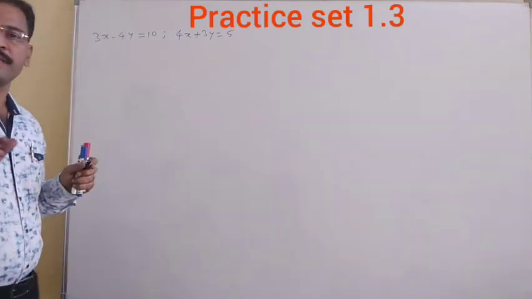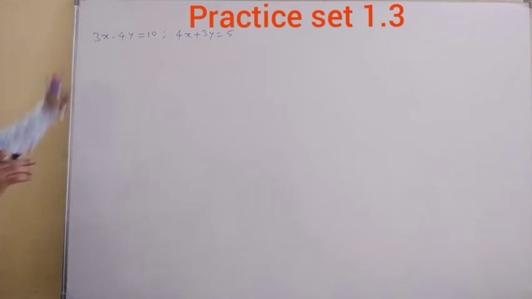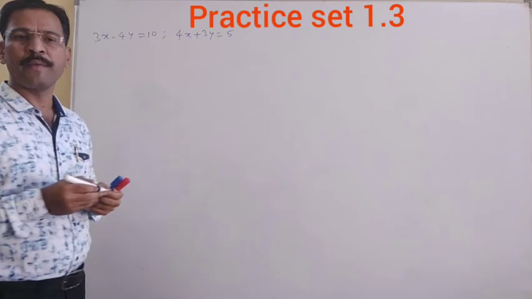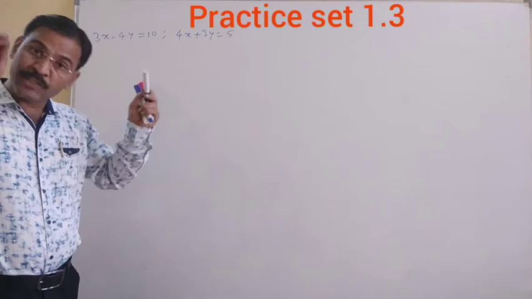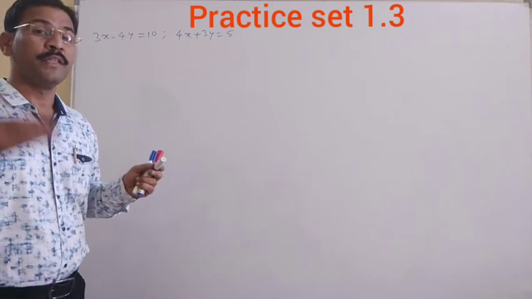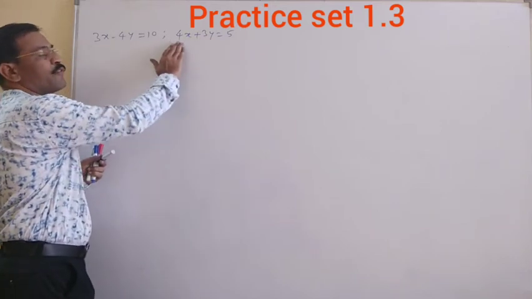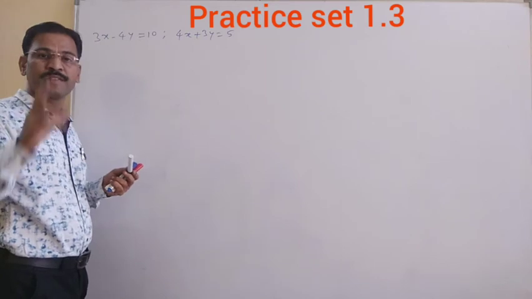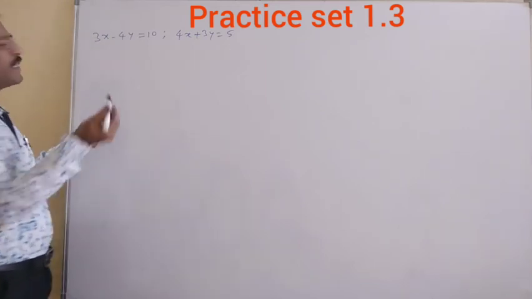See here. This is a sum from practice set 1.3: 3x minus 4y equals 10, and 4x plus 3y equals 5. Both these equations are in neat form. That is very important to check first. Sometimes they can create confusion by giving the 3y term first and the 4x term next, and at that time we can make mistakes. So friends, try to observe it very carefully. Now both are in neat form.